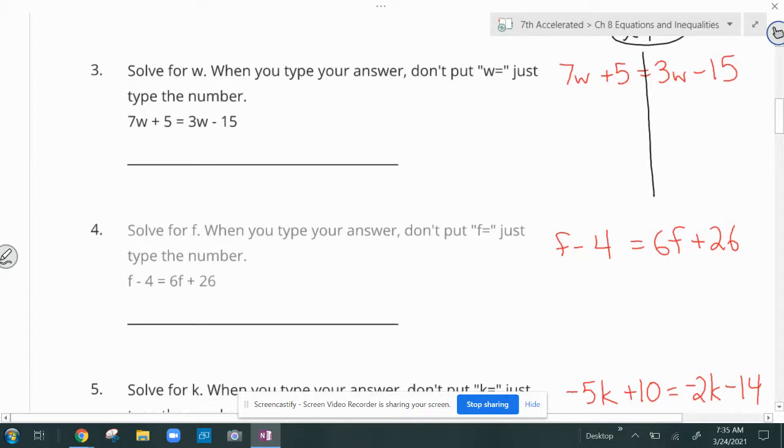Again, variables on both sides. I want to get rid of one of those variable terms first. So I get 4x plus 5 equals negative 15. Some people like to do plus negative so they can keep track of that negative. All right, now I'm going to get rid of the constant term. Subtract 5, subtract 5. 4x equals negative 20. Divide by 4, divide by 4. X equals negative 5.